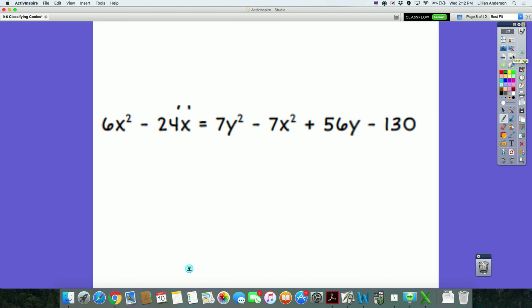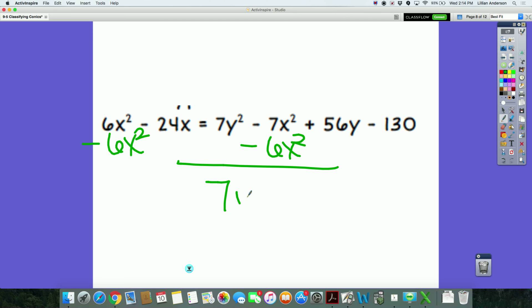One more of these type. This one is a hyperbola. If you subtract the x squared over to get all your x squares on the same side, when you combine like terms, that's 7y squared minus 13x squared. Both are being squared, but since they're being subtracted, it is a hyperbola.